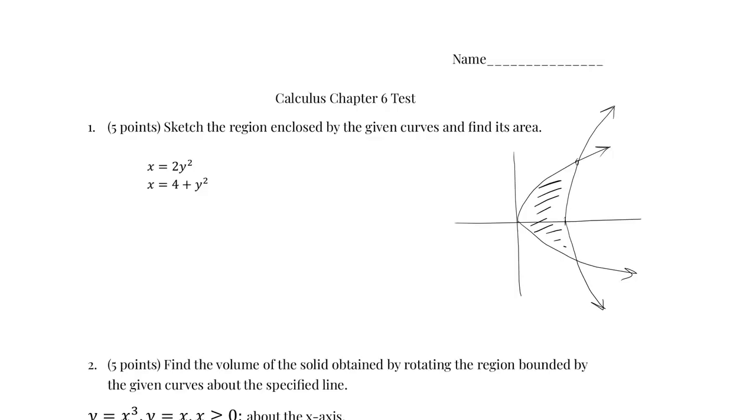right here. Now you could set the two equations equal to see, well, what are these points where they cross? So where is 2y squared equal to 4 plus y squared? Well, that's when y is equal to 2. So these points would be here, would be y is 2, so x would be 8. And y is negative 2. X is still 8. Great, so now we need to find the area of this.